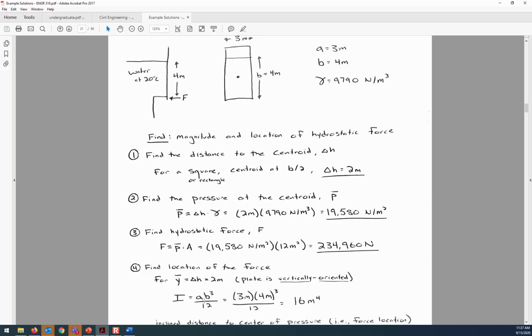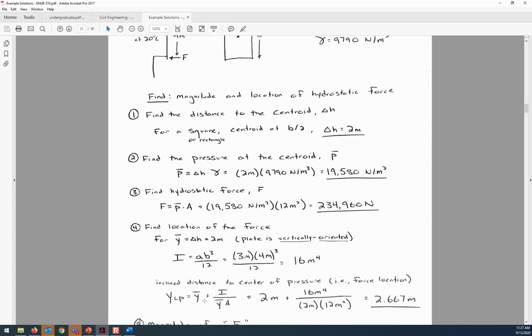And so if we put that into the equation for YCP, then we get the same thing, the 2.667 that we knew from the 2/3 shortcut. We'll get that. And I'll give you a moment to confirm those calculations on your own calculator. So it's Y bar, the depth of 2, plus 16 meters to the fourth, divided by 2 times 12. Add it together, 2.67.